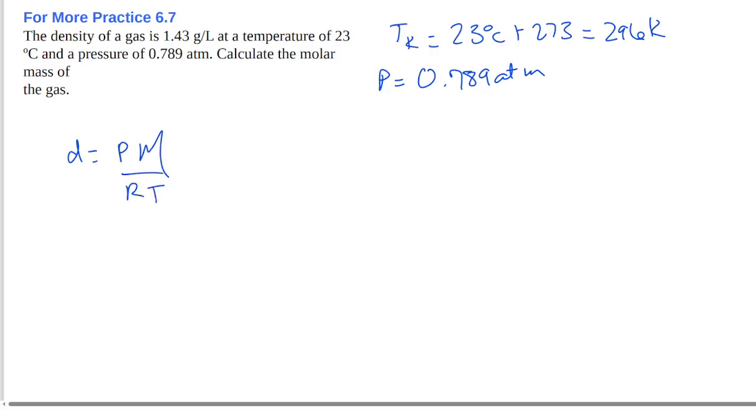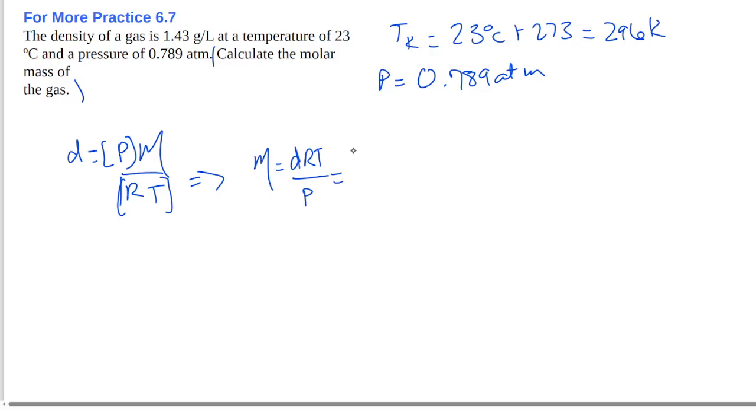The density is equal to the pressure times the molar mass divided by R times the temperature. And so we're asked here to calculate the molar mass of the gas. So we need to solve for molar mass. How do we do that? We multiply both sides of the equation by RT and divide both sides of the equation by P. And therefore, we see that molar mass is equal to density times RT over P.